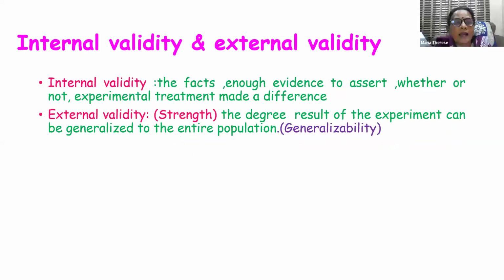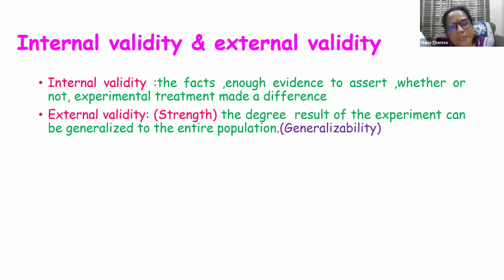And of course, for experimental design, internal validity and external validity are very much needed to evaluate your research design. This is very essential. Internal validity is the evidence to assert whether the experimental treatment made a difference. External validity is the degree to which the result of the experiment can be generalized.